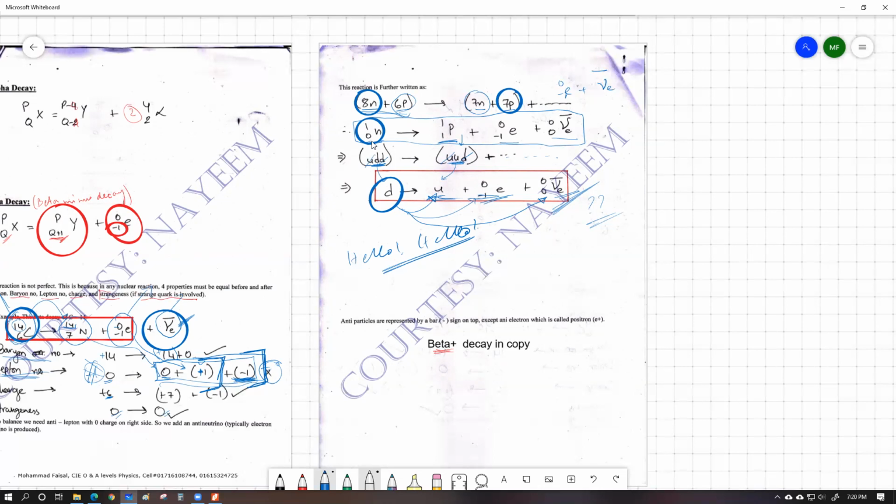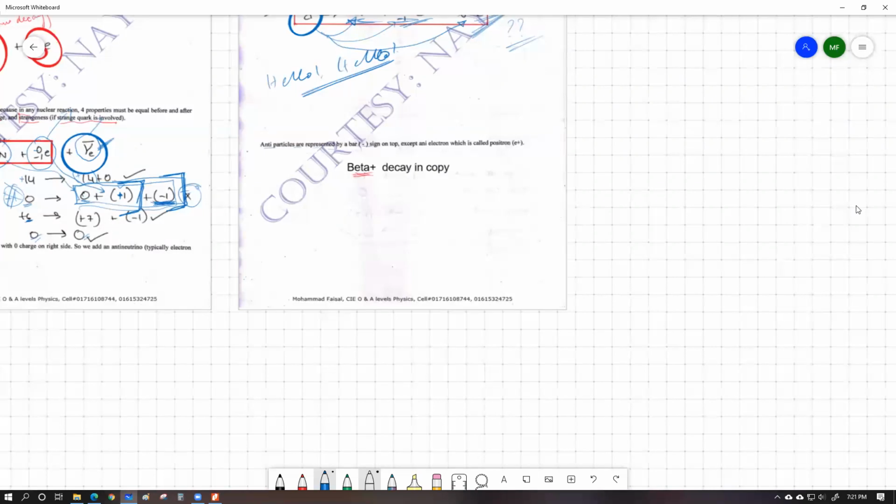Okay, there is a sentence written here, look: antiparticles are represented by a bar sign on top except anti-electron which is called a positron. The reason, let me say one thing here: the electron sign for the longest period was given by e minus because the electron was a negatively charged particle. Scientists came across this whole antiparticle concept and found out the existence of these antiparticles far later, and they decided that, well, if we have an up quark, then we're going to have an anti-up quark and we're going to represent them with a bar. They adopted this sign notation, which worked out.